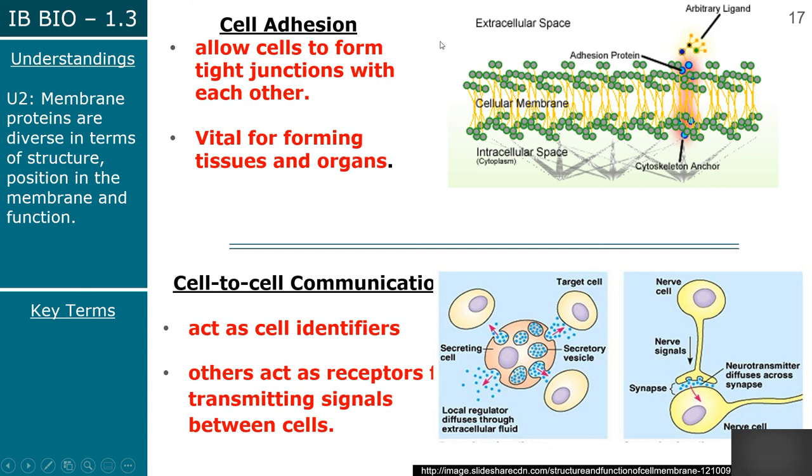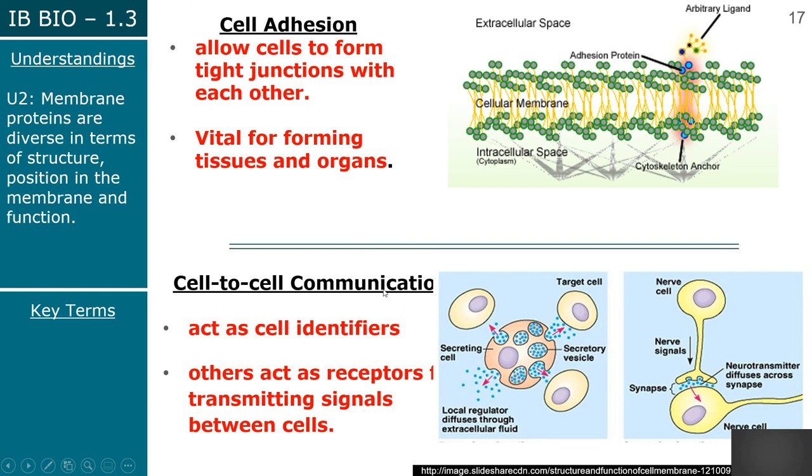The other thing that you might need is that cells need to attach to each other in order to form tissues and organs. The way they do that is through cell adhesion molecules. You'll have a cell adhesion molecule in one cell that's going to connect to another one from a neighboring cell, and this allows them to stick together and form those tissues.